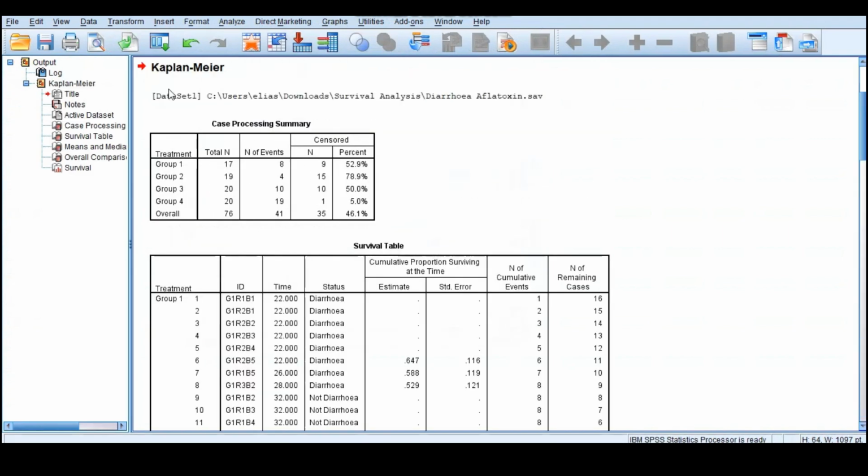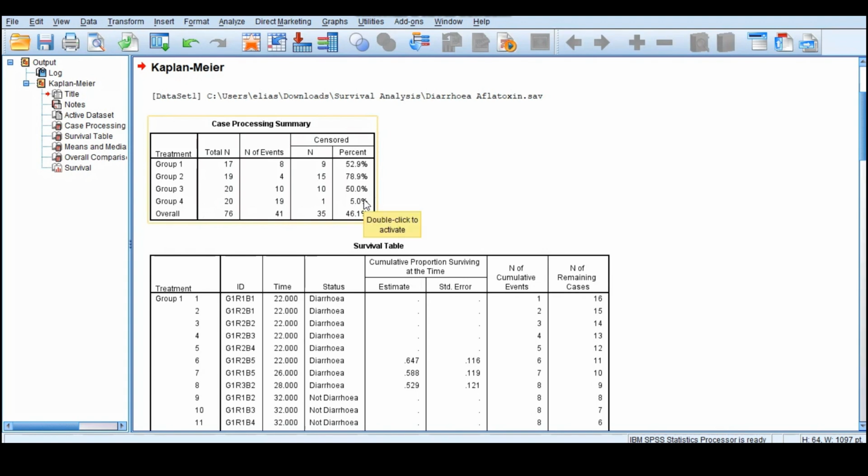And here we have our results. In group 1, out of 17, there were 8 events. Censorship was 9, so we can say that 9 were censored; they didn't experience the event. There was a 52% chance for the birds in group 1. In group 2, you can see there was 78%. In group 3, there was 50%. And in group 4, there was 5%.